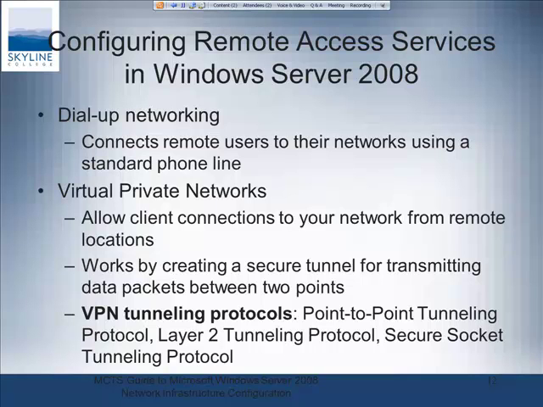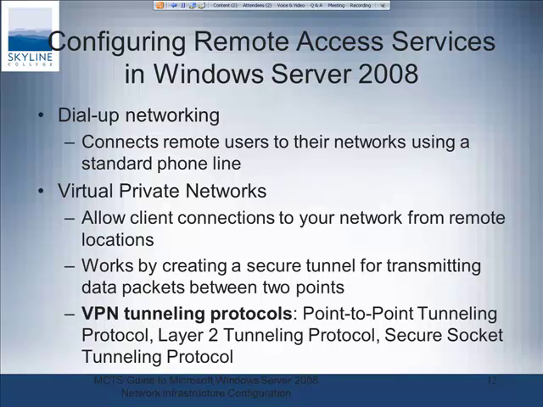Tunneling protocols: point-to-point, layer 2 tunneling protocol, secure socket tunneling protocol. The secure socket protocol, SSTP, is something that's new in Server 2008. It's handy in that instead of having to open up 1723 and whatever all the other ports are for the regular VPN, it uses port 443, which is normally open on a network.